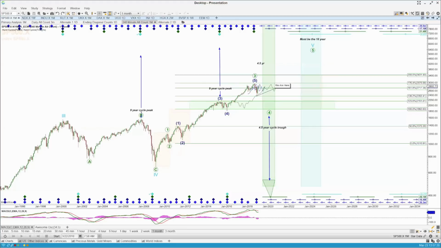So the subsequent move down that we've seen into the December 26th low last year here is part of the primary degree wave 4. And if you go back to the video that I put out earlier this week, it shows you why I do not believe that that wave 4 is yet complete, and that the move up from it has all been part of a correction. So it's corrective up, and we have another leg down still to come.